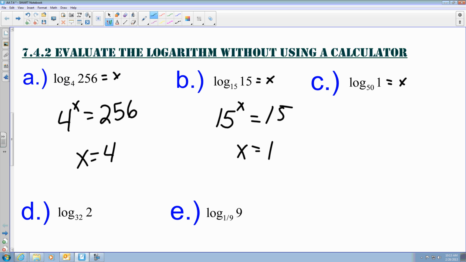Here I have 50 to the x equals 1. For that, my exponent must be 0, because anytime your exponent is 0, that will equal 1.